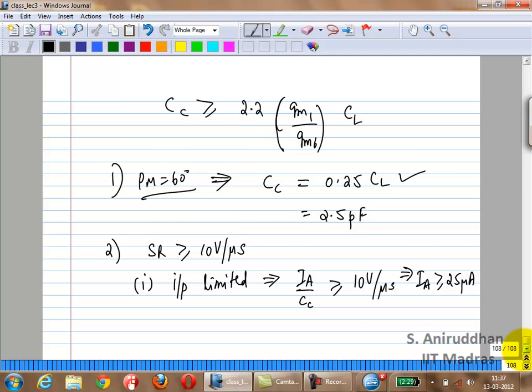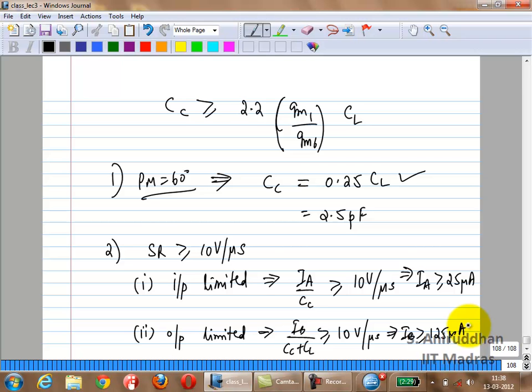So the input limitation gives you IA is 25 microamps. So we'll just choose IA as 25 microamps. That's a good starting point. So IA is 25 microamps, IB is 125 microamps.